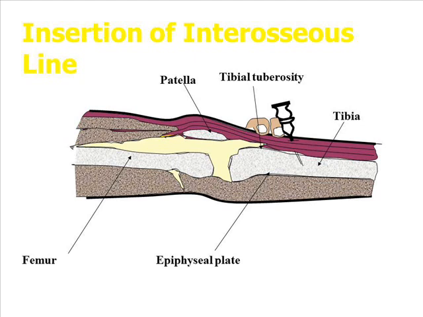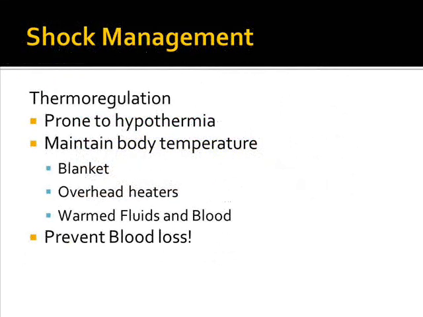We must make sure that we avoid the epiphyseal plate so that we do not cause injury to the growing plate. In shock management, hypothermia is something we must be aware of and we must prevent, because these children are prone to hypothermia more than the adult because of the greater surface area to weight ratio. And to maintain body temperature, we need to cover the children with blankets. We use overhead heaters, and we use warmed fluids and blood.